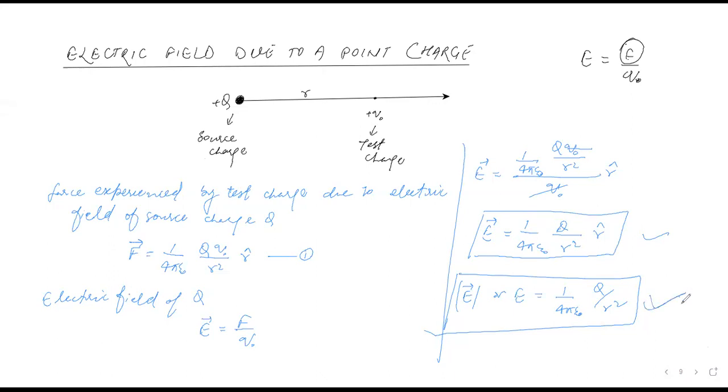We have this equation. Okay, please remember here. I am writing again. E is equal to 1 over 4 pi epsilon naught Q over R square. It is R square. We can also see from this equation that E is inversely proportional to R square.